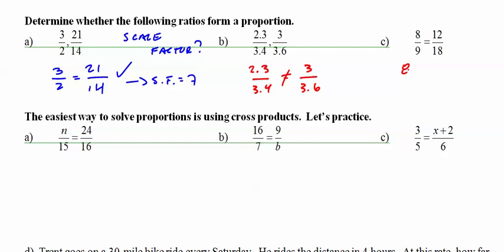8 over 9, 12 over 18. Now, here's another way to look at things and see if they're proportions. Reduce them to their lowest fraction. This would be 2 6s and 3 6s. That would equal 2/3. 2/3 and 8/9 are not equal, so no.